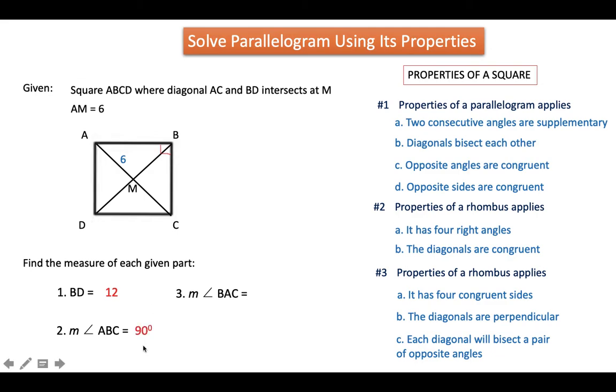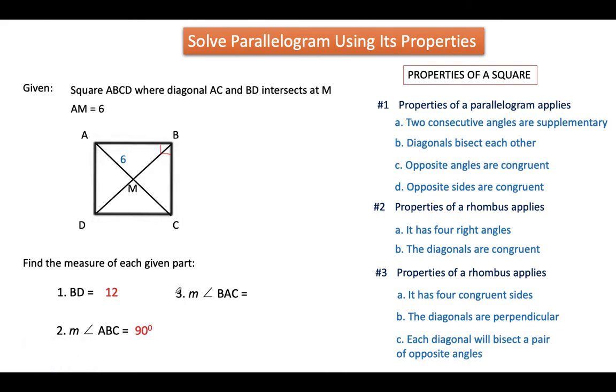For the measure of angle ABC, we are referring to this angle ABC. That is 90 degrees. Why? Because according to one of the properties of a square, a square has 4 right angles. So all the interior angles of this square are right angles. When you say right angles, it measures 90 degrees.